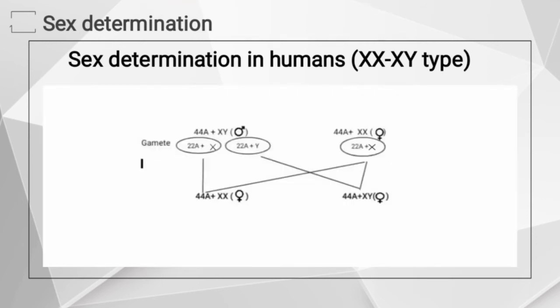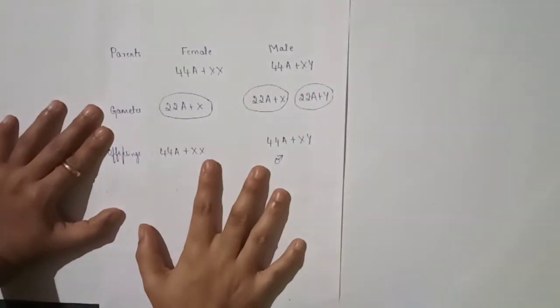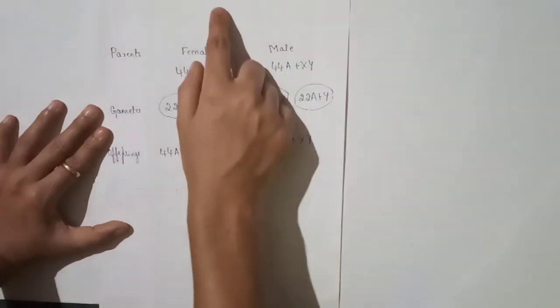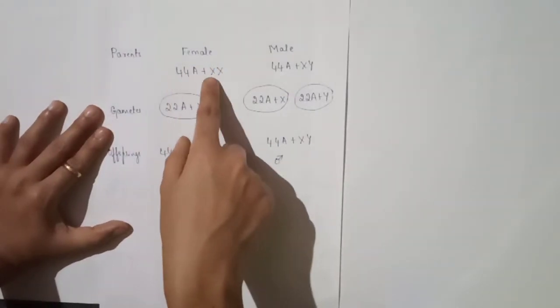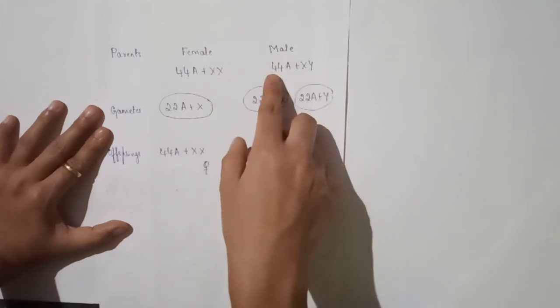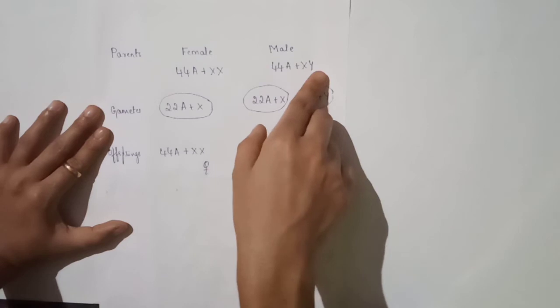It is the diagrammatic representation of sex determination in humans. As we know, in humans, 46 chromosomes are present. In female, 44 autosomes and XX chromosomes. In male, 44 autosomes and X and Y chromosomes.